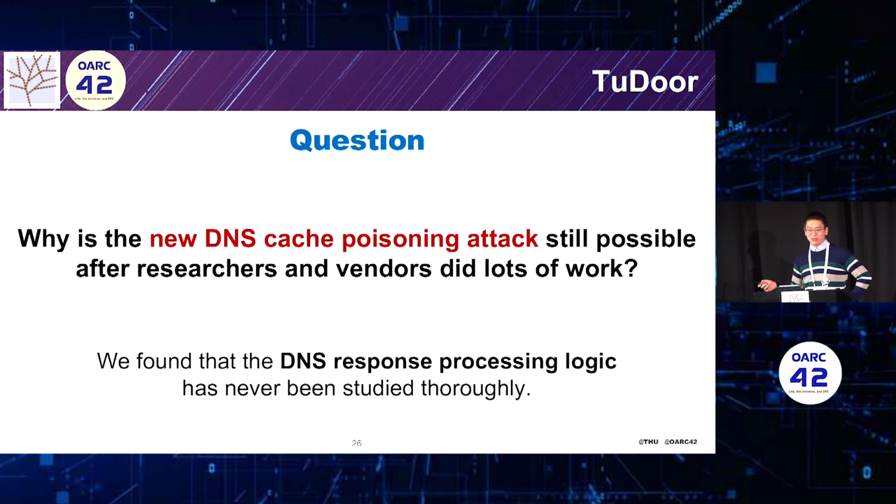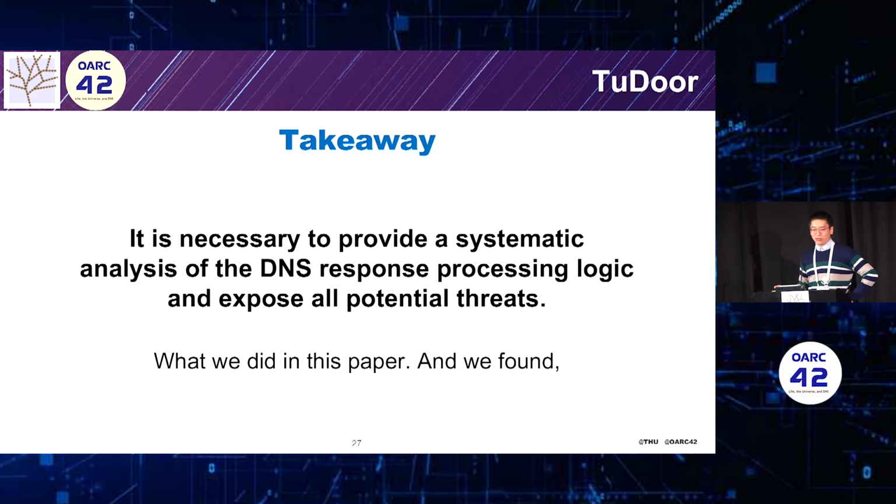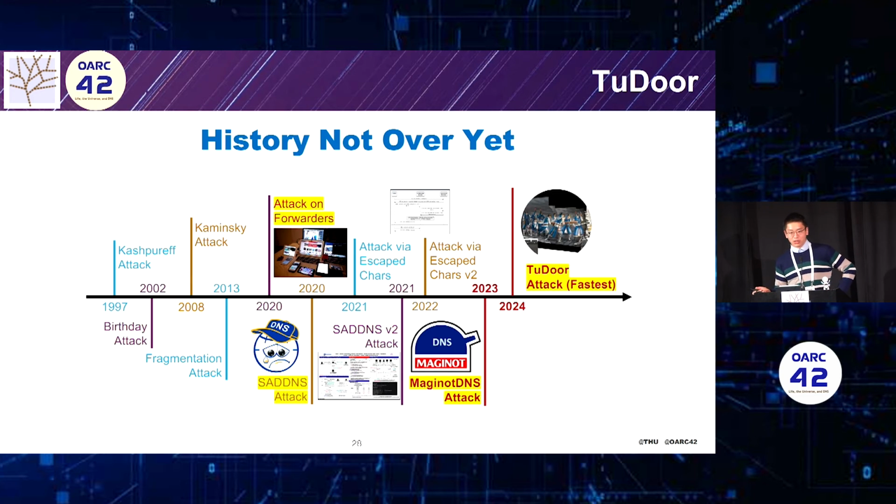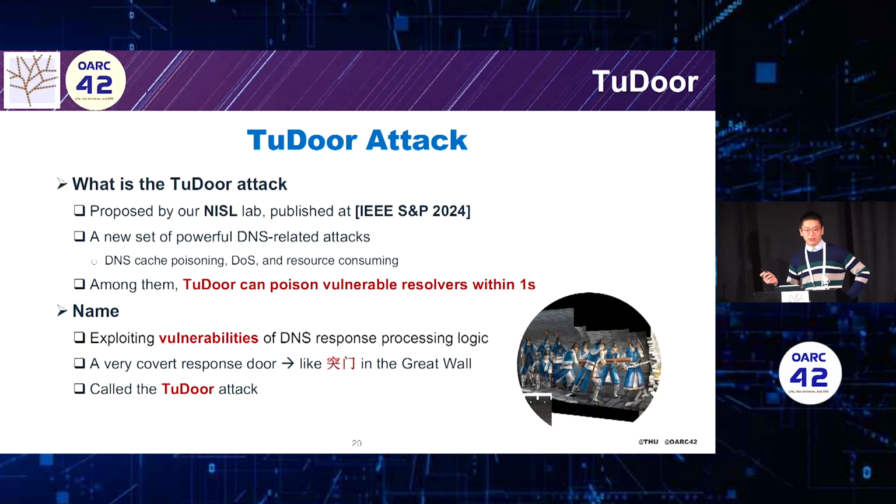So we still have a question: why is a new DNS cache poisoning attack still possible? Because we didn't look into the logic of the DNS response processing procedures. So in this paper, we first do a systematic analysis of the DNS response processing mechanism, and we expose all potential threats. So here is our work.